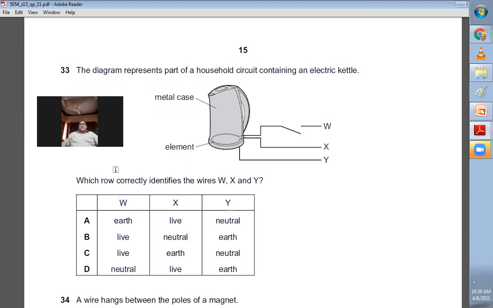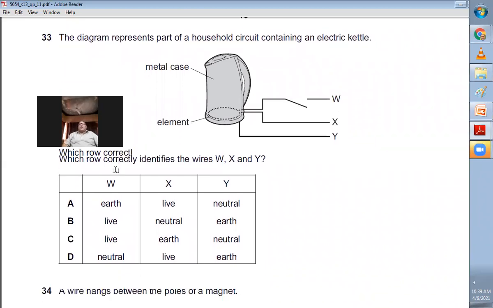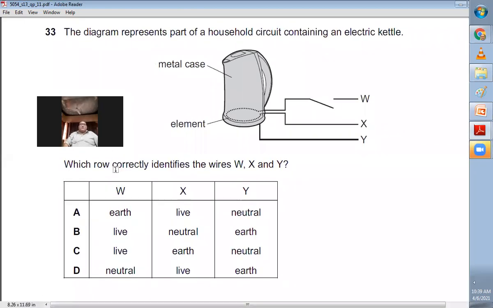The diagram represents part of a household circuit containing an electric kettle, metal case, and element, and then we have three wires. The wire which is connected with the metal case, Y wire, that should be the earth or the ground wire. The X will be the neutral wire. The W will be the live wire.